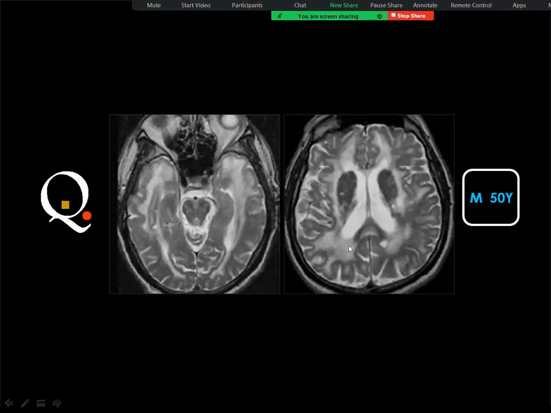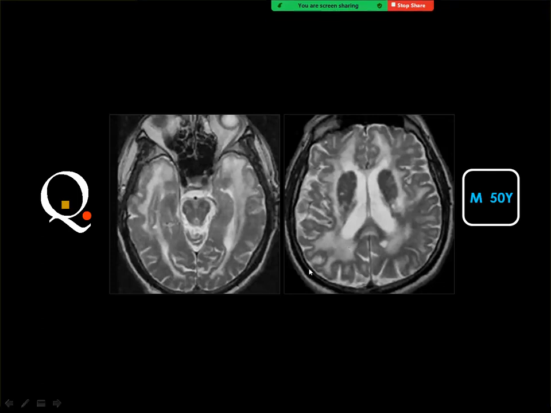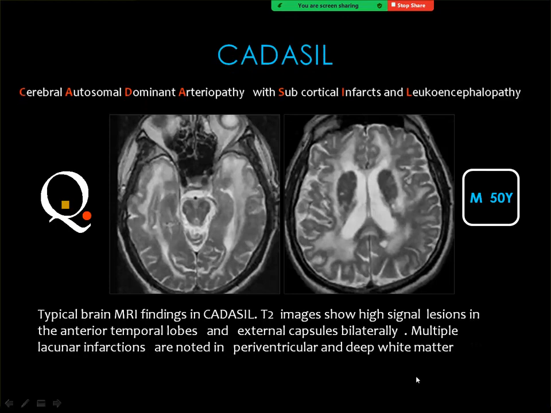And the disease here is the subcortical arteriosclerotic encephalopathy, but it is not usually seen in this particular relatively younger age. And also you got the prominent feature of involvement of the temporal lobes, which is suggestive of this particular disease known as CADASIL.